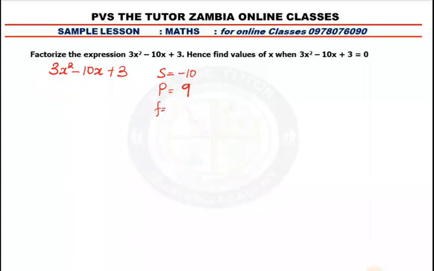Now, what do we mean by factors? Factors are just two numbers. This applies to a quadratic expression like this one. Two numbers that when you multiply, you get 9. Those two numbers, when you add, you actually get negative 10. But where do they come from? Those factors actually come from the product.